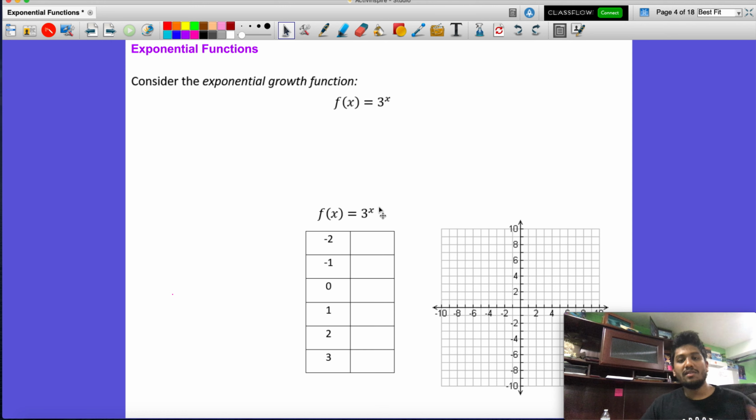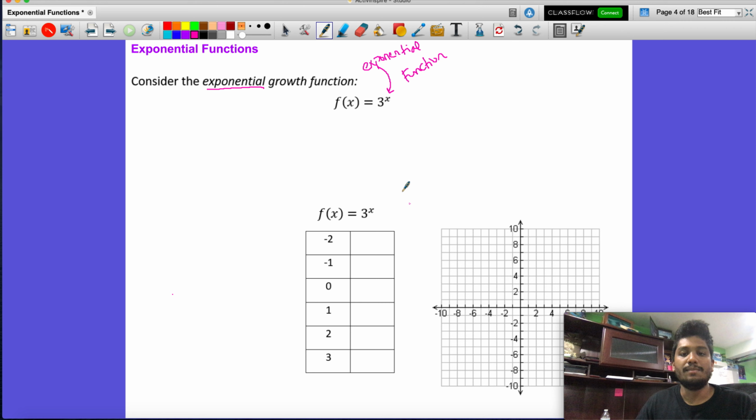We should do a couple of examples about exponential functions first. So let's just do another example where we're considering this one. Okay, now we know that it's an exponential function because the x value right there is an exponent. And so that immediately tells us that this is going to be an exponential function.